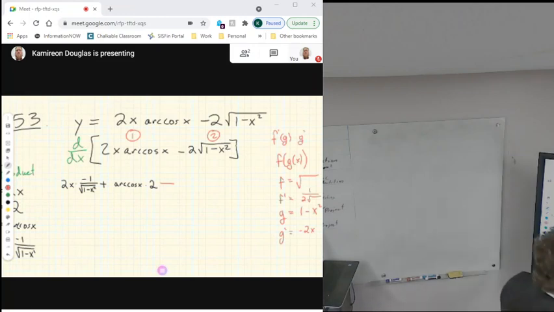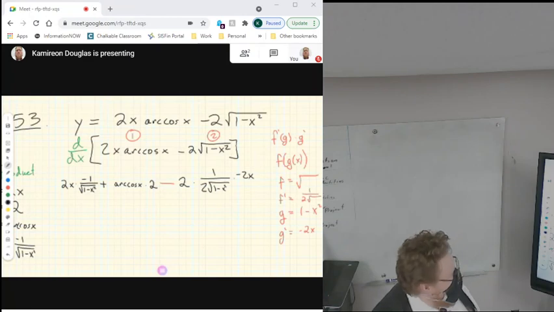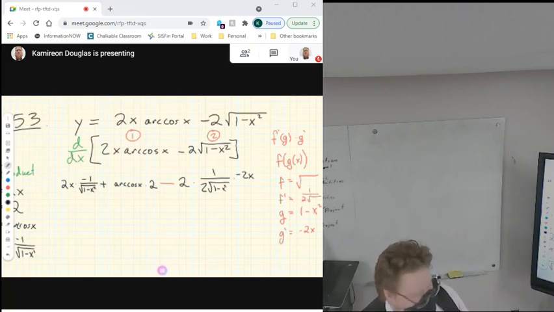So let's take those pieces. The derivative of the second piece. So I have negative. The 2 is a constant. I'm going to pull it out front. Times f prime of g. So f prime is 1 over 2 square root of g. My g is 1 minus x squared, times g prime. Now g prime is negative 2x. So there's my derivative. Now I just simplify what I can, and I should be done.